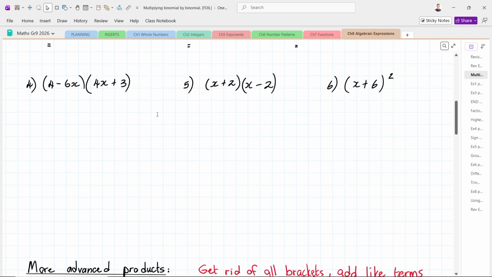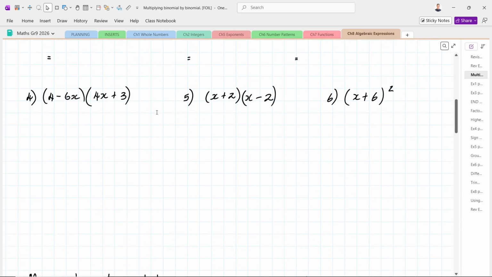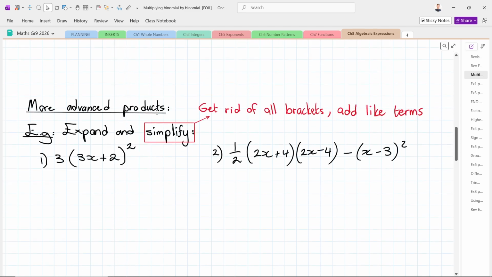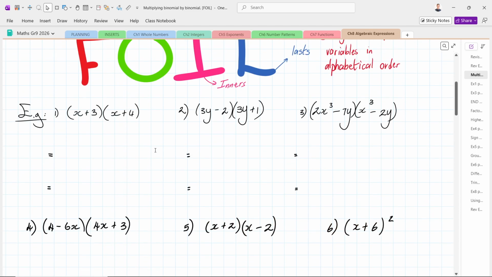Okay, we've got a bunch of examples here. Before we get to the more complex ones, I'll do that separately. Let's just look at a couple here. We've got x plus 3 times x plus 4.